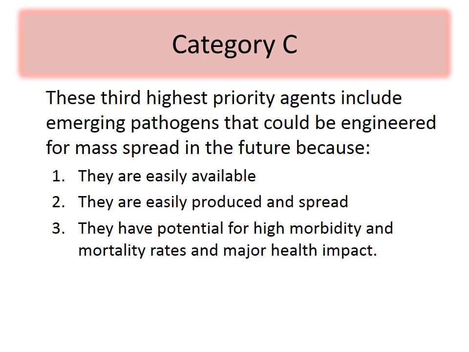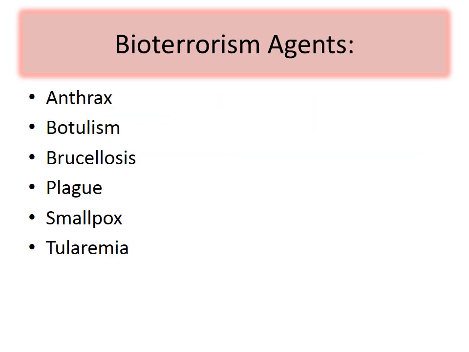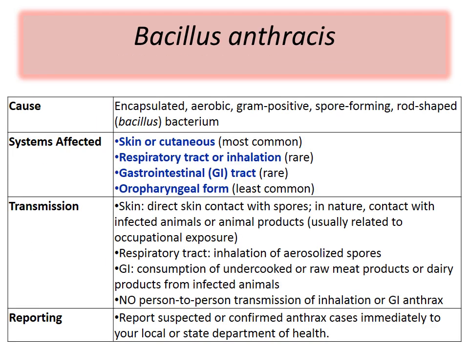And then category C is a little bit lower than that, and they usually include some of the emerging pathogens that are coming up but have not been categorized into A and B. But nevertheless, let's go into a little bit of detail on the agents that I mentioned earlier, the 6 important category A biological agents.